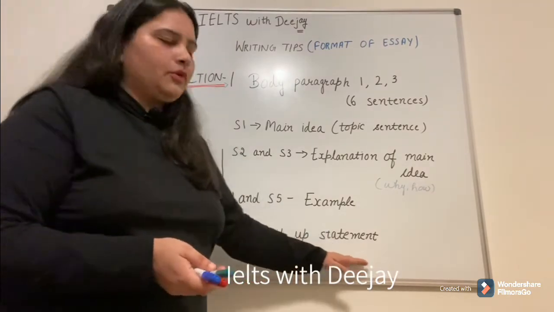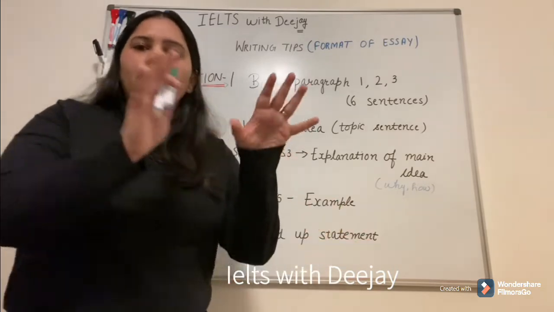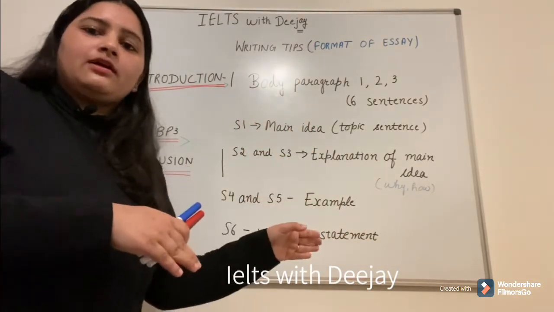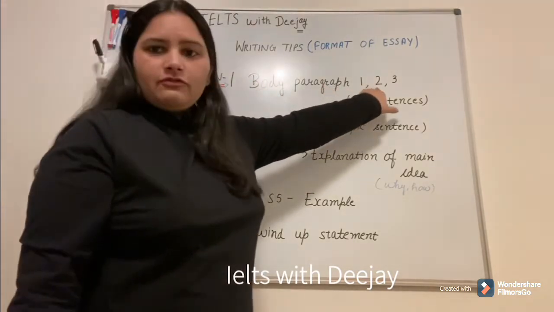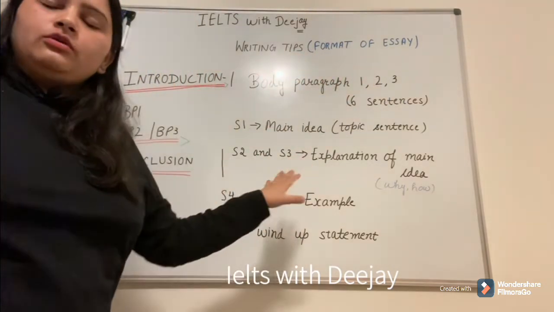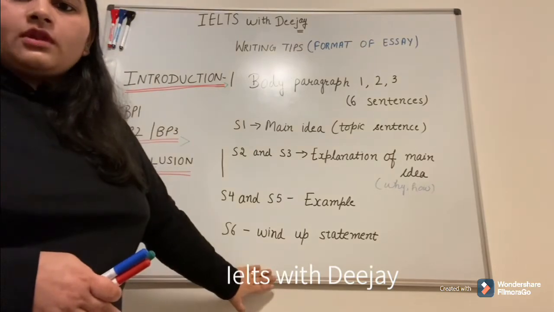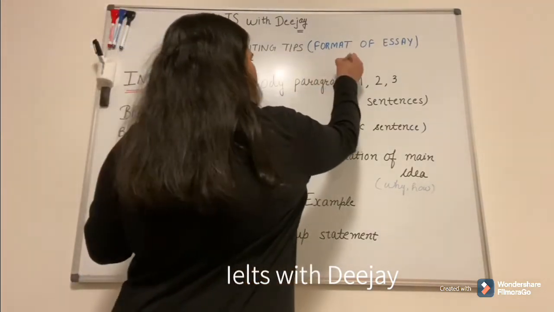When you wind up your statement, this is very important: you wind up your whole paragraph before going on to the next paragraph. This is how you will be writing your body paragraph 2 and body paragraph 3. The same structure you will follow for all the body paragraphs. This is how you write it. The maximum time that you should spend on this is 10 minutes.